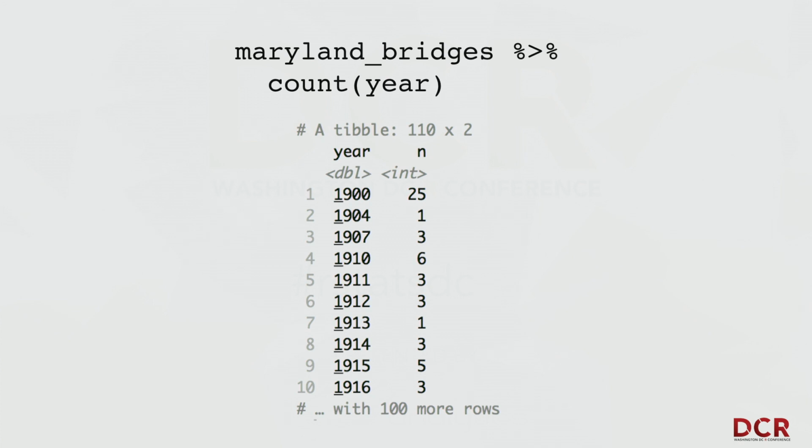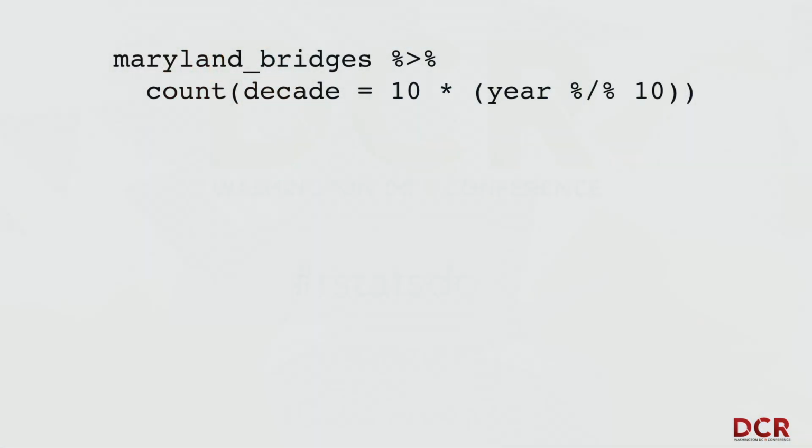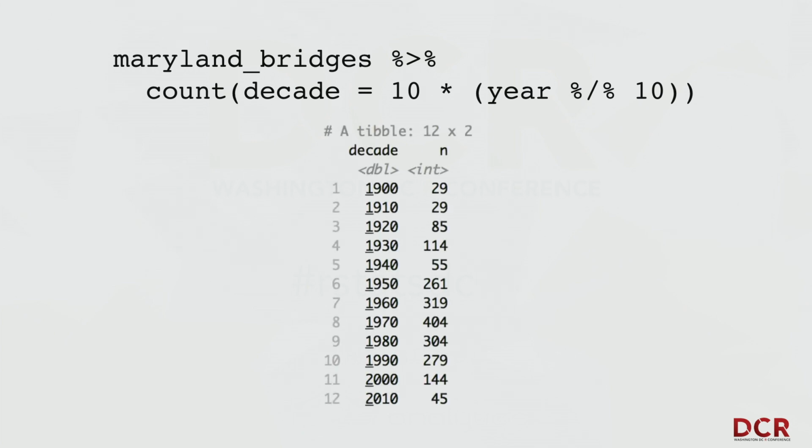So I had this count where I'd say how many times was each built. But I might not want to count it by year. I might want to count it by decade. So in the same process of the count, I can create a new column, kind of like a mutate then a count. And it ends up with a data set that's actually aggregated by decade, 1900, 1910, 1920, instead of being aggregated by year.